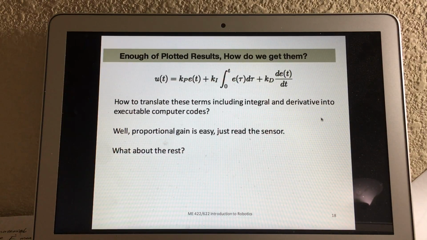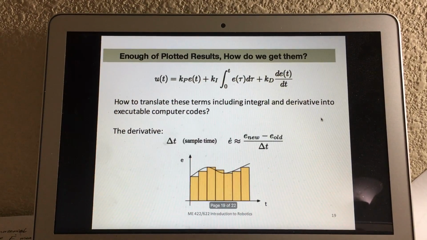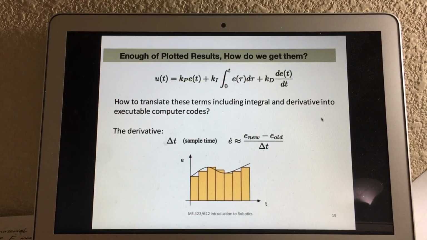Here I will comment that if you have learned a computational language such as C or Fortran or even MATLAB, you should have learned how to do a simple integral of a function, or how to realize the derivative of a function using computer code. So essentially, we start with the time derivative.